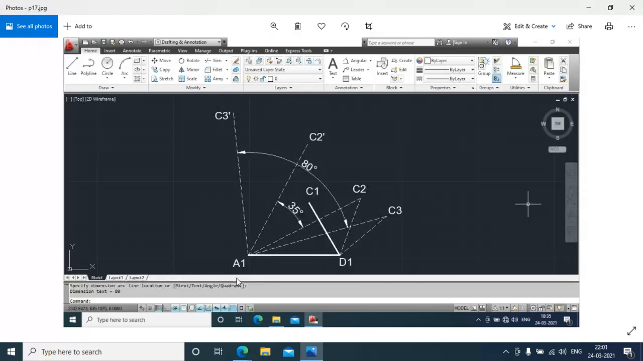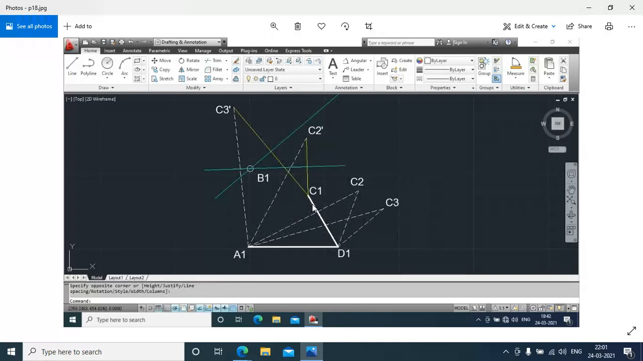Now joining the points A1 C3 and A1 C2. Now rotating A1 C2 by an angle of 35 degrees in anti-clockwise direction gives us A1 C2 dash. Rotating A1 C3 by an angle of 80 degrees in anti-clockwise direction gives us A1 C3 dash.